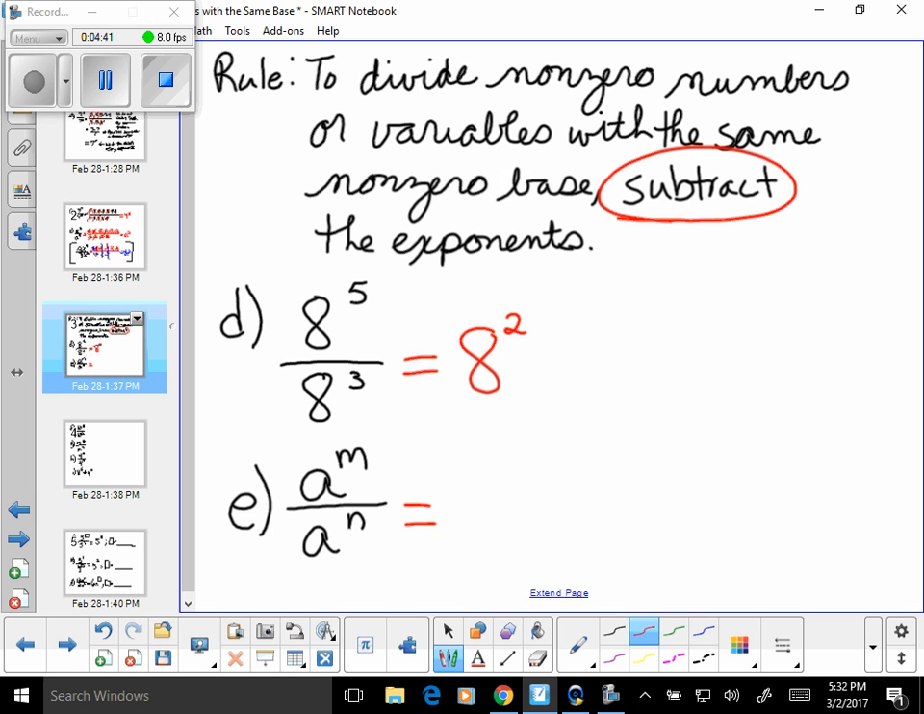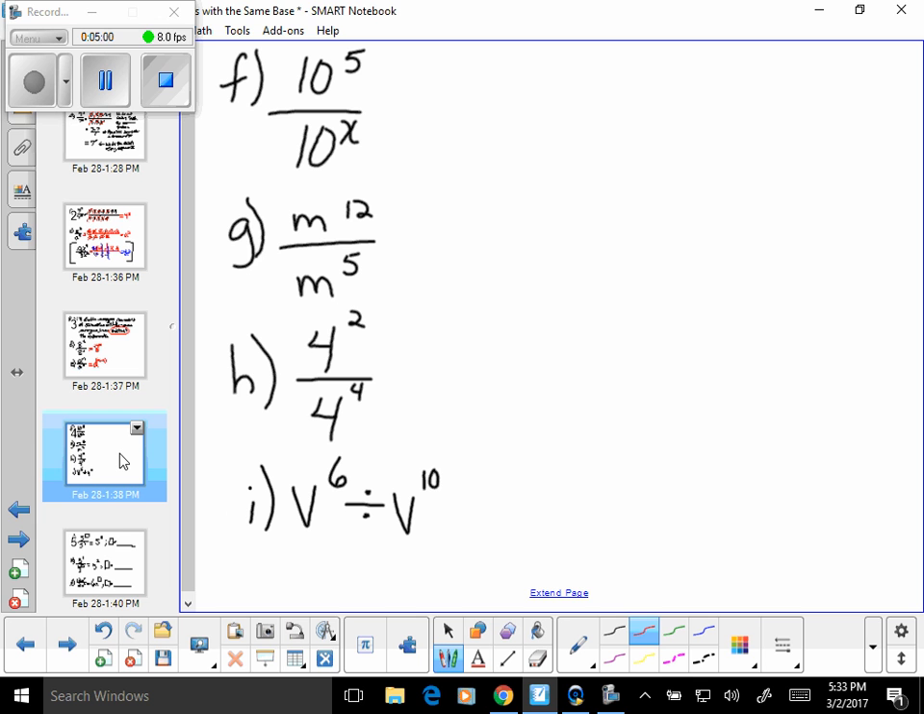Let's look at E. Here I have the variable, so I'm going to have a. Now remember, we need to subtract the exponents, but I really can't simplify anything other than to say m minus n, and usually we put that in parentheses. Now you hit pause and try the next 4 examples.